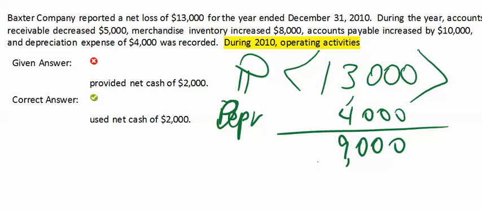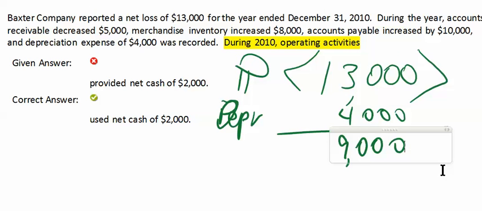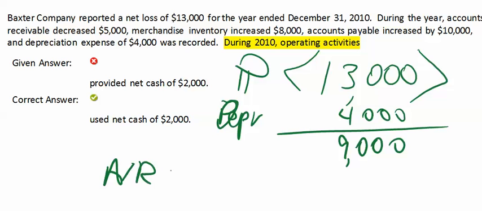Now I need to consider the effect on the current assets and current liabilities, so you might want to refer back to my posting on the current assets and liabilities. I have accounts receivable, which decreased by $5,000. As I decrease my accounts receivable or any current asset, that is a positive effect. I'm going to add that to my cash flows. It's like if I sold my inventory, it decreases and I'm going to get cash for it.